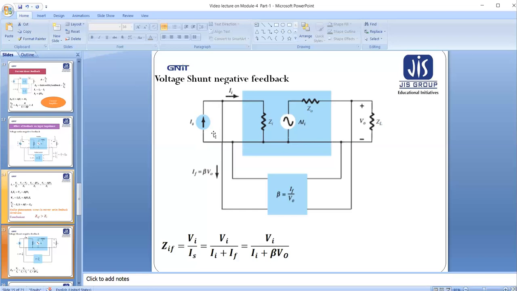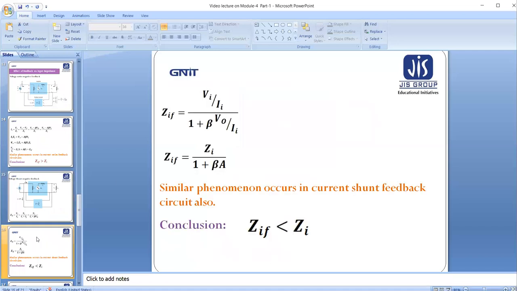Now Vi by Is means Ii plus If. So I have written Vi by Ii plus If. Now If is equal to beta into V naught. What is V naught? V naught is equal to A into Ii, because Z naught is very small for an ideal voltage amplifier. Reorganizing the expression, Zif equals Vi by Ii into 1 plus beta V naught by Ii. Now V naught by Ii is nothing but the gain of the amplifier. So thus it will be written as Zi by 1 plus beta A.